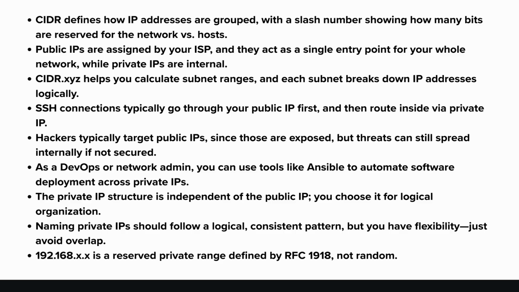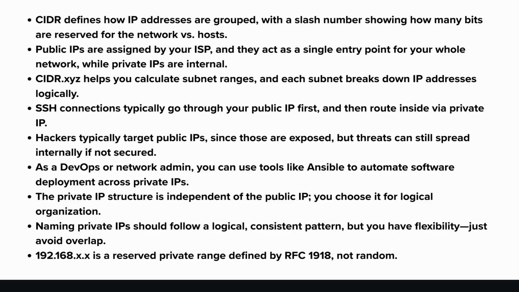And same with you. So we have to pass through our public IP address to talk to the whole internet world, right? Private IP addresses are created within, under the public IP address to keep things segregated, consolidated, and clustered so that it can be tracked easily. CIDR.xyz that we check helps us calculate subnet ranges, and each subnet breaks down IP addresses logically. So CIDR we understood very well.